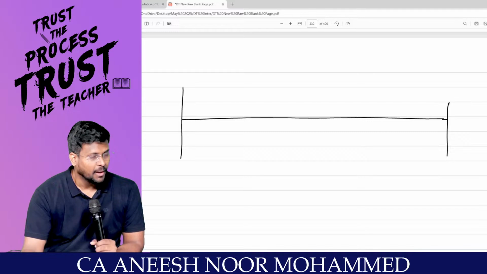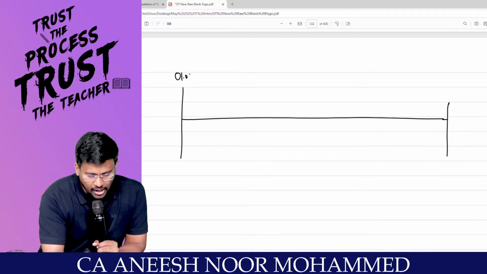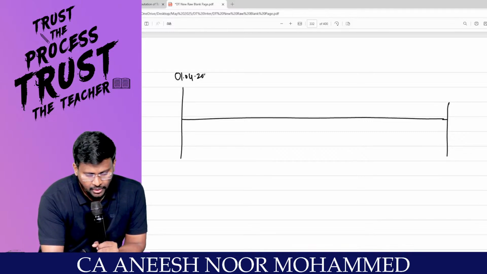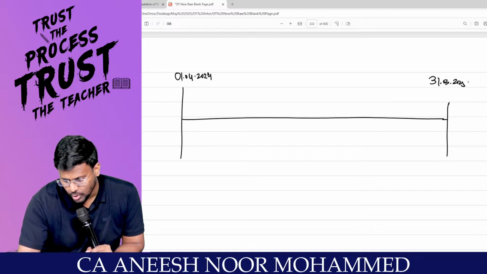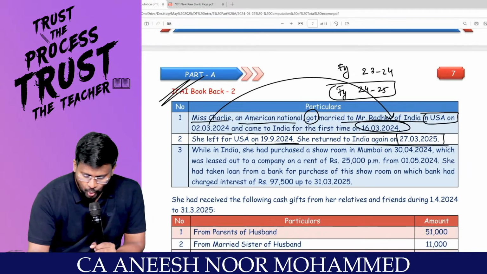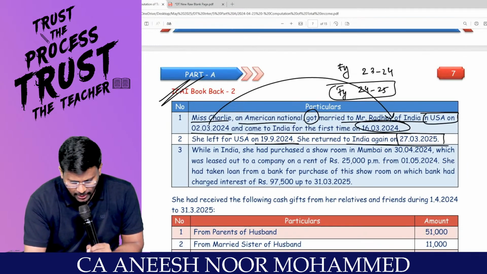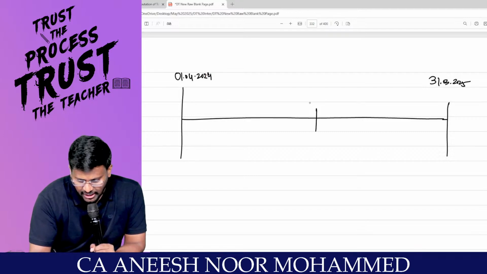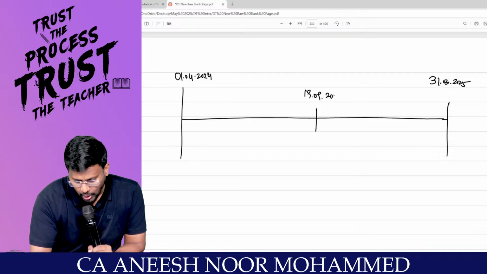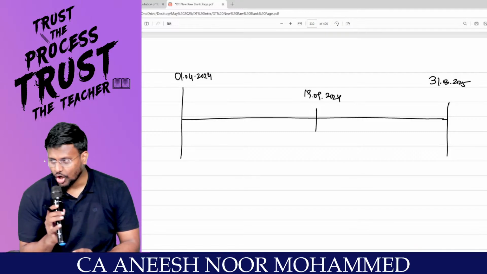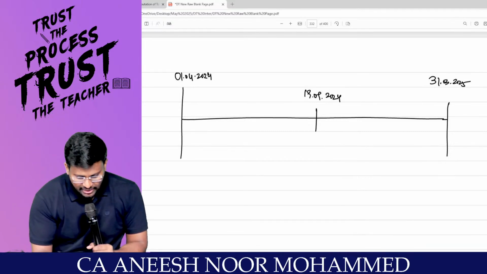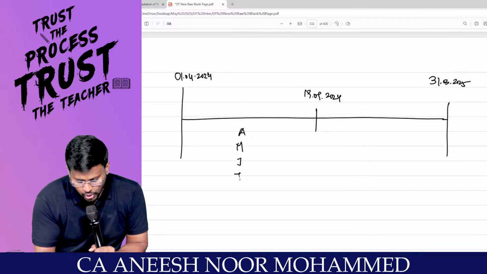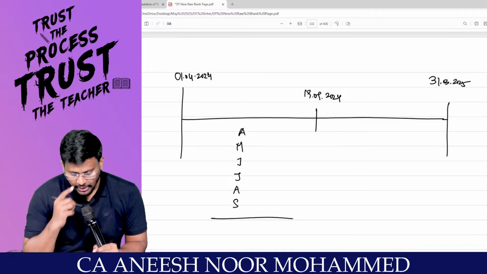My dear lovable students, from 1/4/2024 till 31/3/2025, she was in India from 1st April. When did she leave? 19/9/2024. The date of return should also be included while calculating the residential status. That means April, May, June, July, August, September. April, how many days?